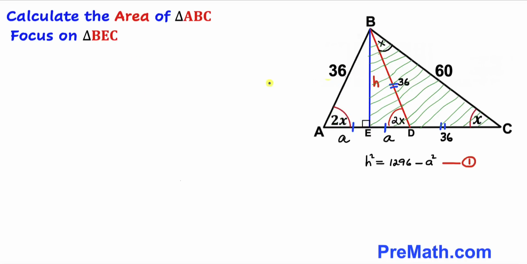And now let's focus on this triangle BEC. Let's focus on this base. This whole side length is going to be the sum of this a plus 36. So that's going to become a plus 36. Now we can see that this is a right triangle.